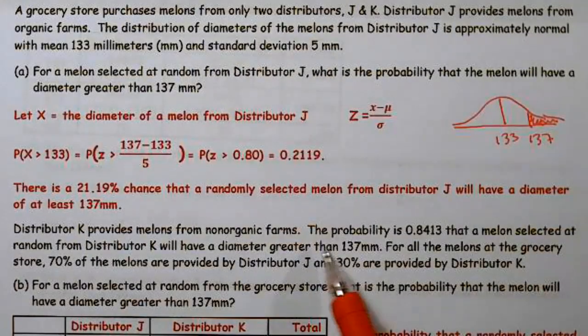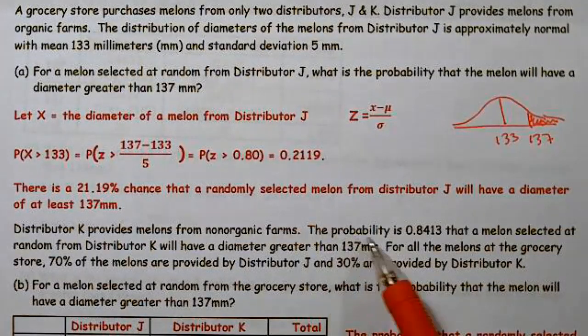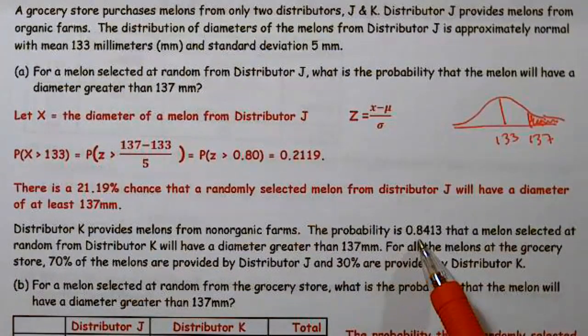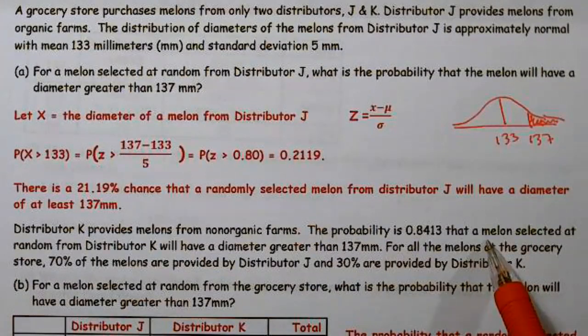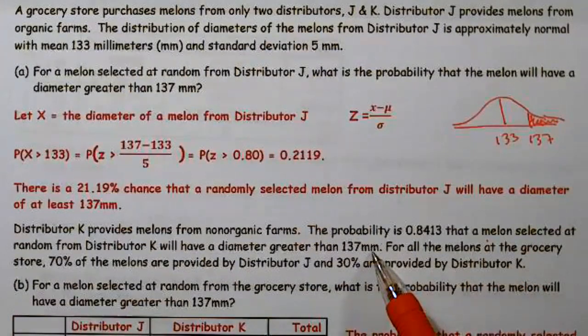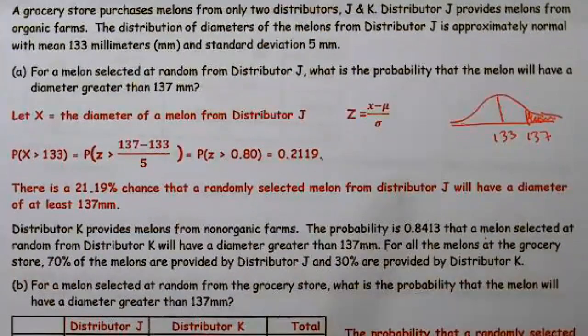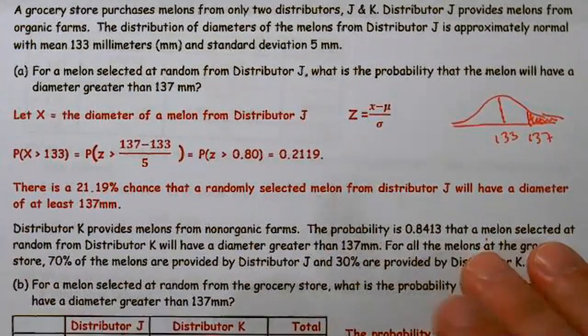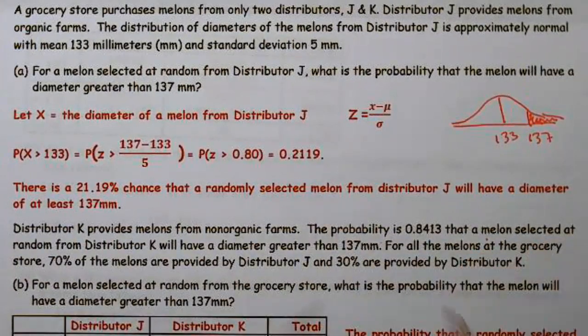So distributor K provides melons from non-organic farms. The probability is 0.8413 that a melon selected at random from distributor K will have a diameter greater than 137 millimeters. Please note, they didn't say that the melons from distributor K were normal, so we can't use the same claims that we did for J. We can't use the normal distribution here. So for all the melons at the grocery store, 70% of the melons are provided by distributor J and 30% provided by distributor K. Great.